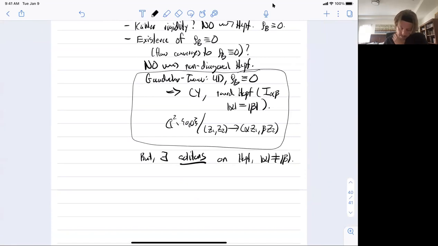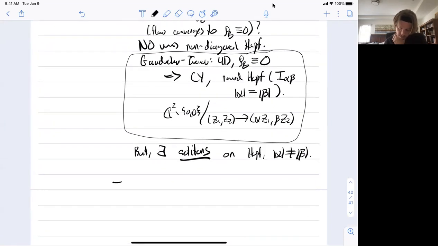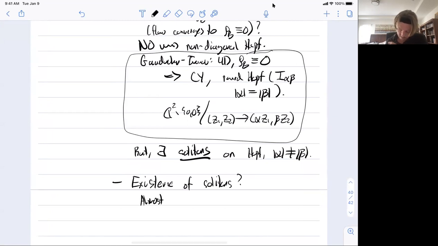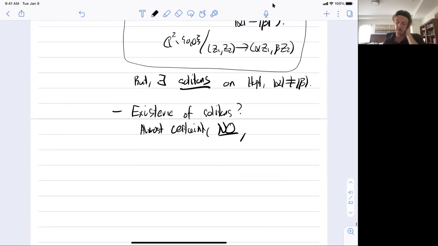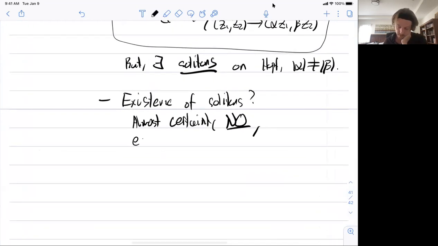Okay, but then we can ask, well, all right, so should we have existence of solitons? Is that the right conjecture? And we can't prove it, but the answer is almost certainly no. The examples should be these so-called type 0 Hopf surfaces.